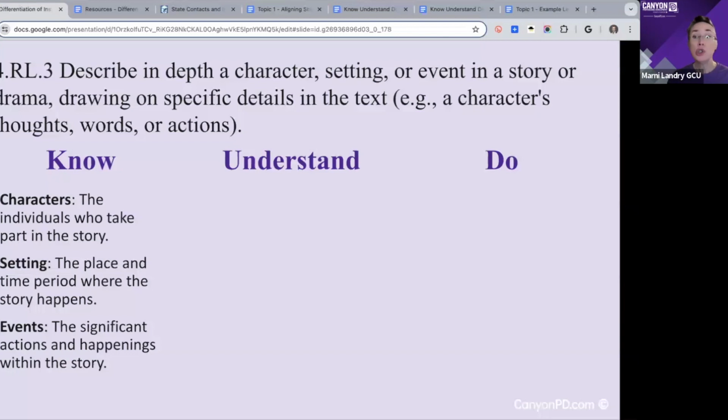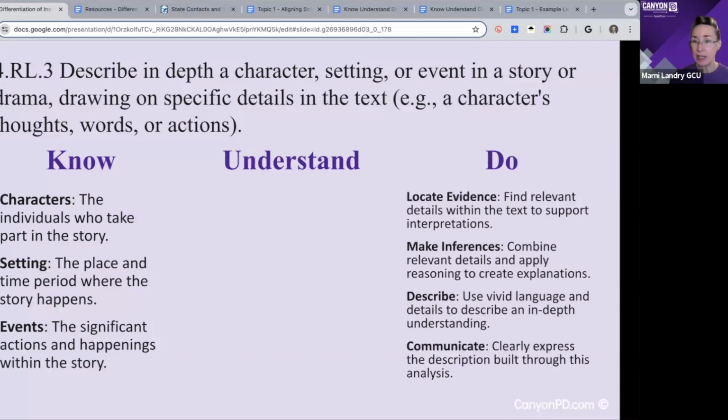What do they have to be able to do with this information? They have to find evidence. They have to be able to make inferences, so combine details. They have to be able to describe, they have to use their language for these descriptions, and they have to clearly communicate what they found. So all of these items are pulled out of that one sentence standard above.